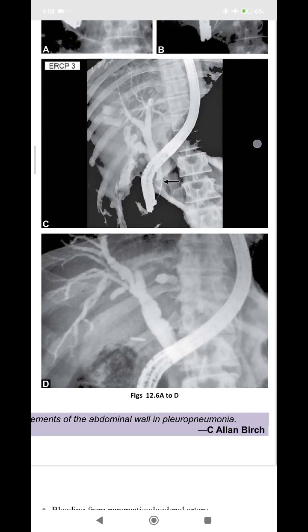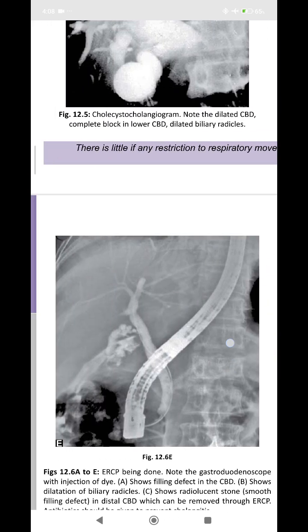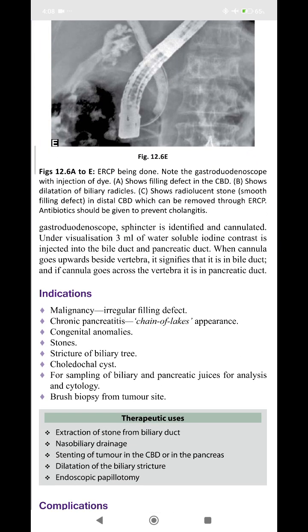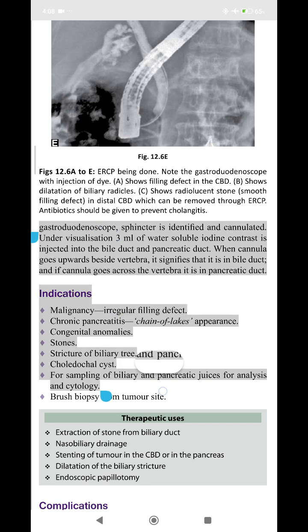After passing the gastroduodenoscope, the sphincter is identified and cannulated. Under visualization, 3 ml of water-soluble iodine contrast is injected into the bile duct and pancreatic duct. When the cannula goes upwards beside the vertebra, it signifies that it is in the bile duct, and if the cannula goes across the vertebra, it is in the pancreatic duct.